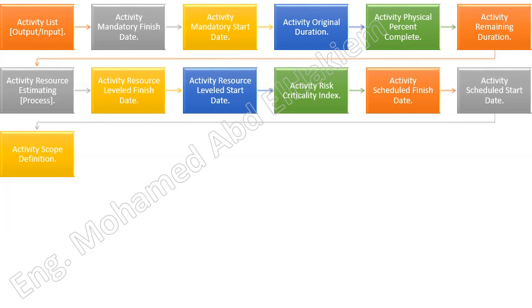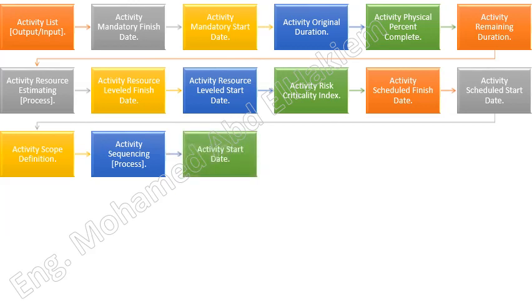Activity scope definition. Documented narrative describing the work represented by the activity. Activity sequencing, process. The process of identifying and documenting dependencies among schedule activities. Activity start date. A point in time associated with the beginning of the schedule activity in a project. Usually qualified by one of the following: actual, baseline, current, early, late, scheduled, or target. See also start date. Activity target date variance. A quantifiable deviation, departure, or divergence away from a known activity target start date or activity target finish date. Activity target duration.